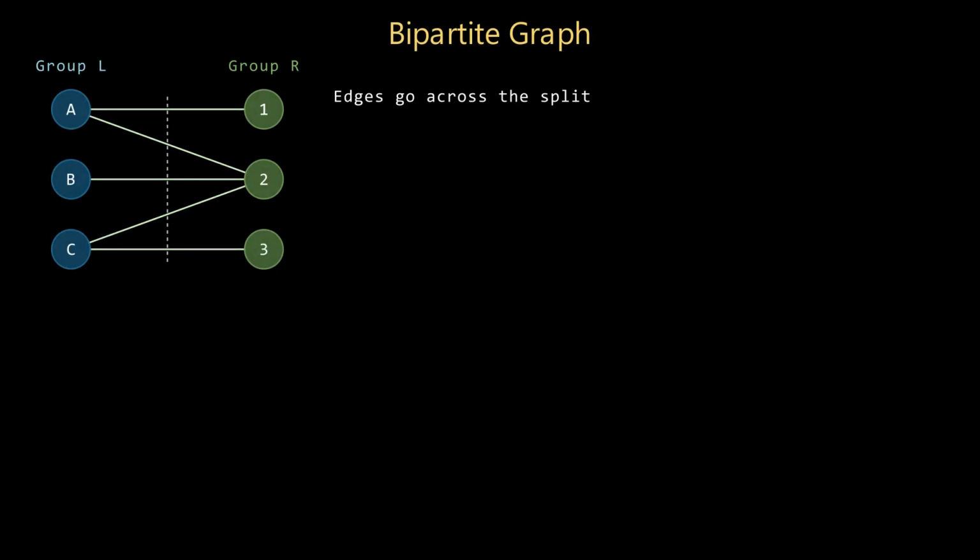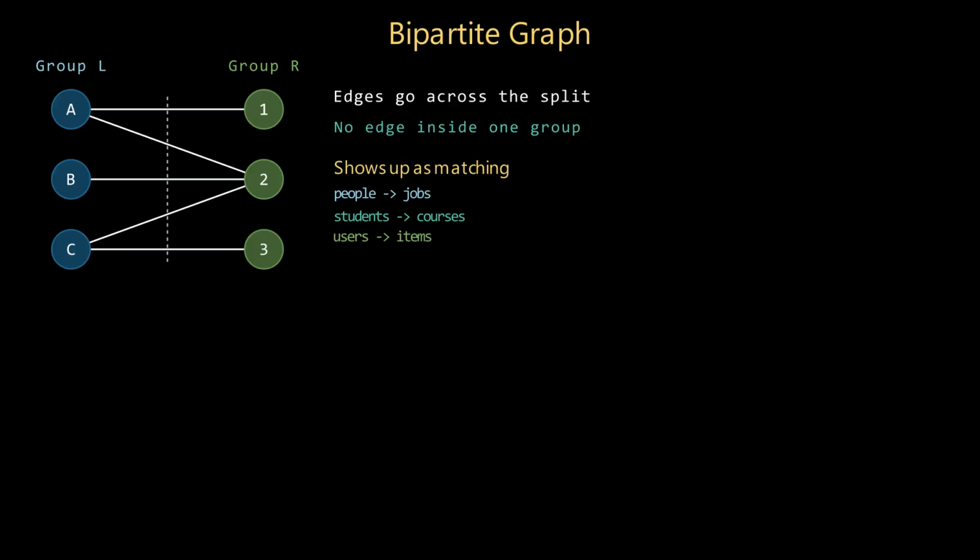A bipartite graph is a graph whose vertices can be split into two groups. Every edge must go across the split, never within the same group. This shape appears in matching style problems: people to jobs, students to courses, users to items, or tasks to machines.